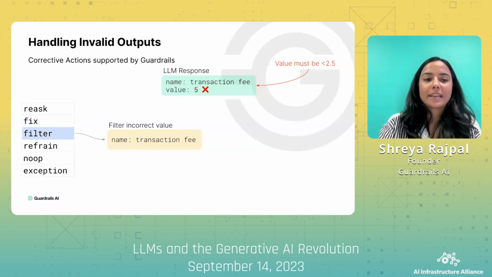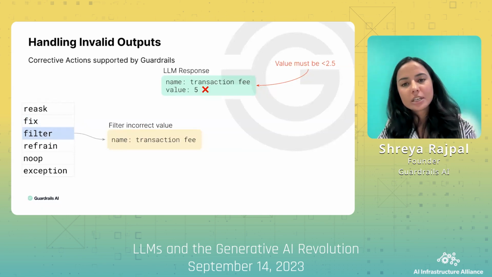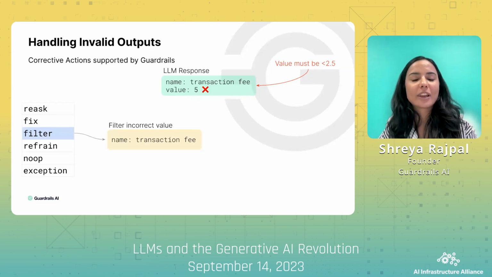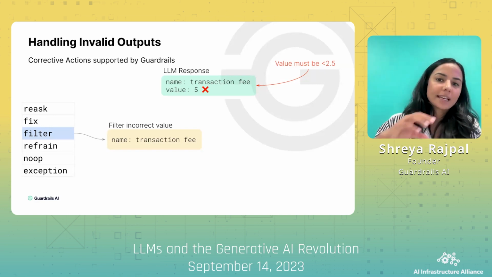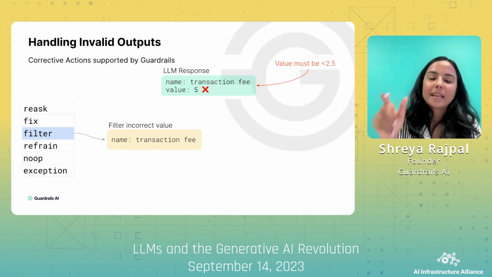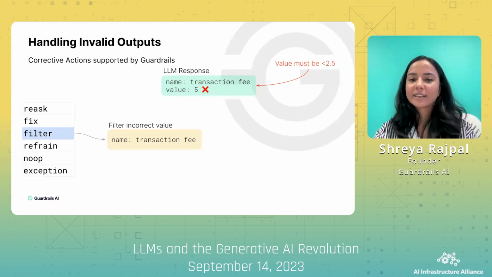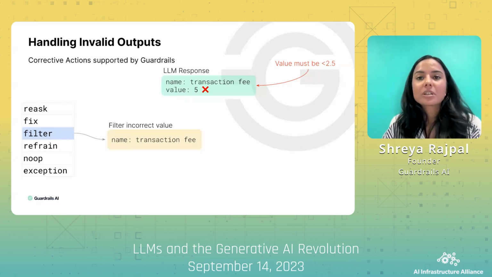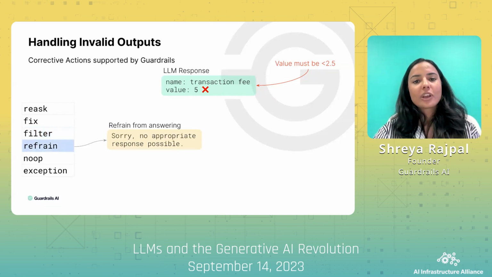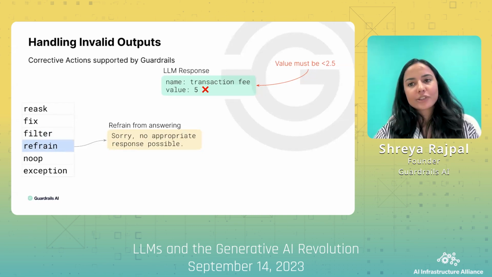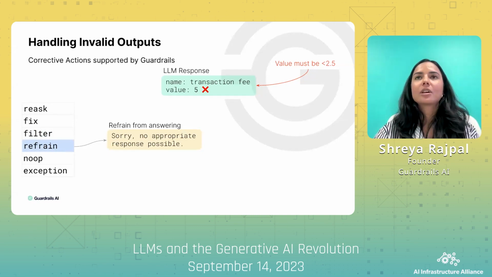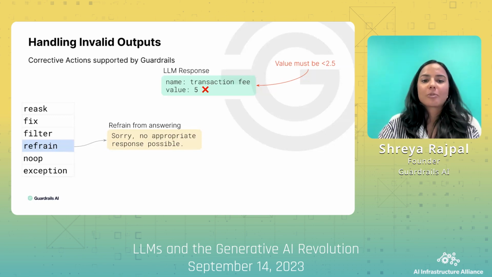We can also filter any incorrect values. So here, we can just filter value equals 5 while still sharing the name. If instead your LLM output is a paragraph, and only some sentences in the paragraph have some string that fails validation, let's say some profanity, you can filter or remove only those offending sentences. You can also refrain from answering or share a standard canned response. So for example, here you can say, sorry, no appropriate response possible because value is greater than 2.5.